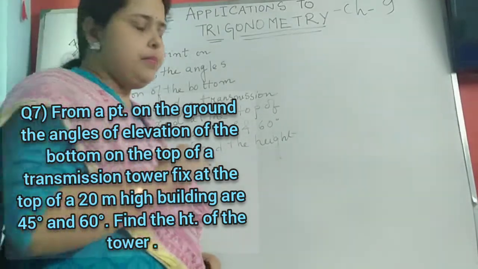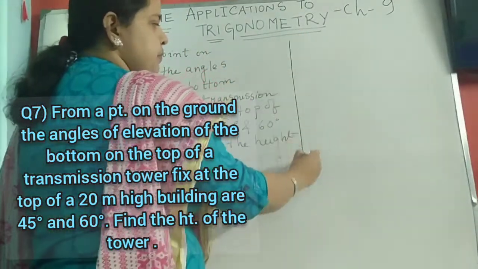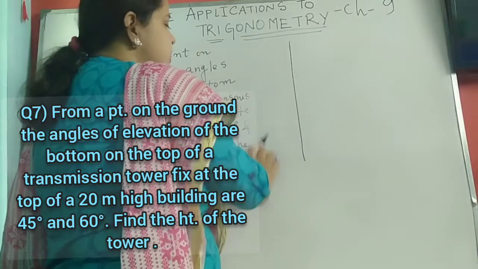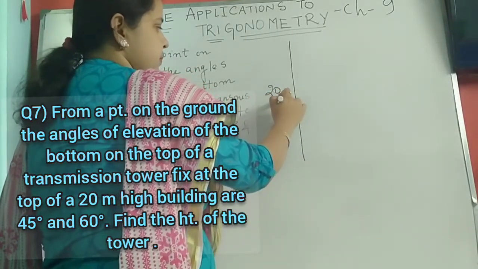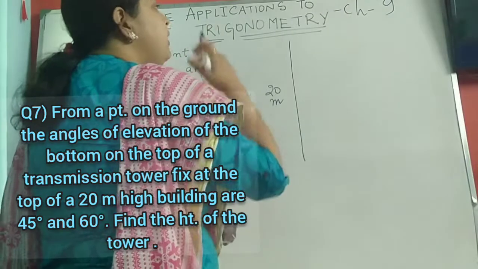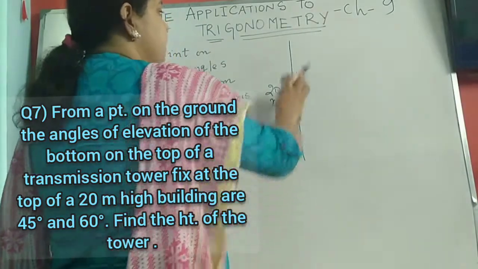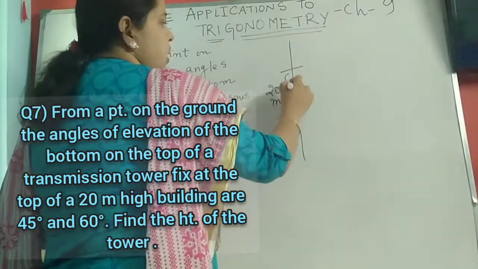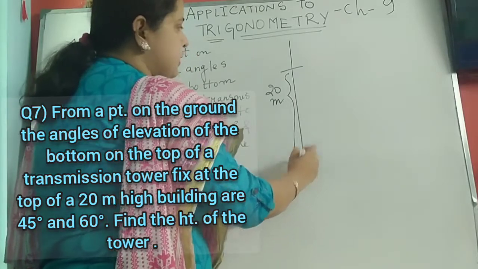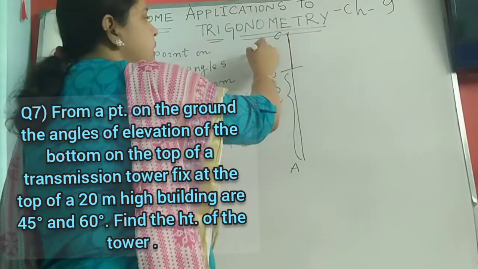Following the problem, let me draw the figure first. They are saying that there is a building first. Now all of you can see a building which is 20 meters high. Now on the top of this building we have a tower. Here this is the ground. Let me take this as A, this as B, and this as C. So this is the transmission tower.